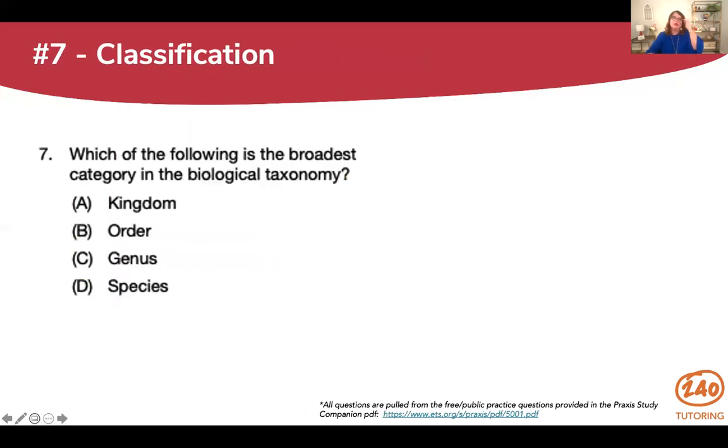Number 7, which of the following is the broadest category in the biological taxonomy? Now, taxa, what you see at the beginning, taxonomic system, is how we group organisms. So don't be thrown off by the word taxonomy. Biological, we're going to group those living organisms. So taxonomy is the science of classifying living things.